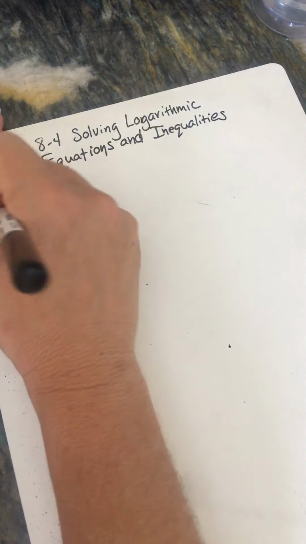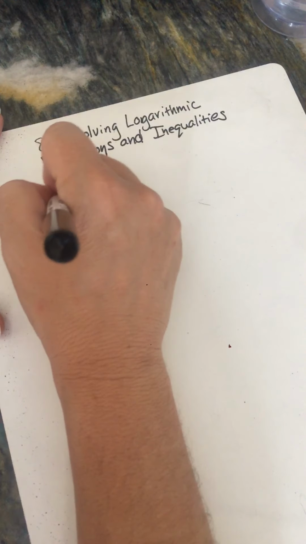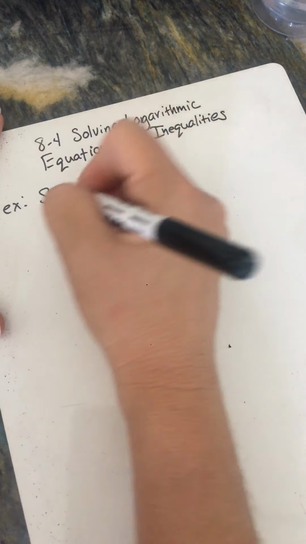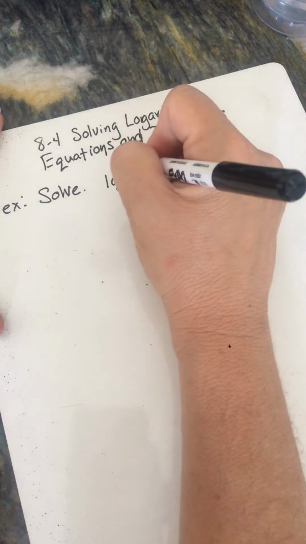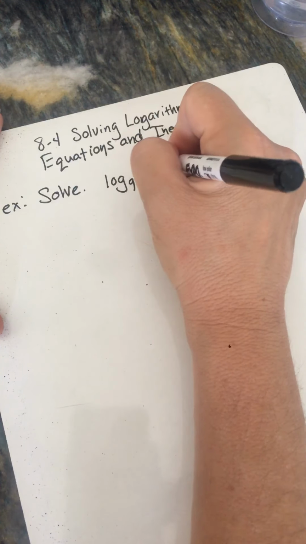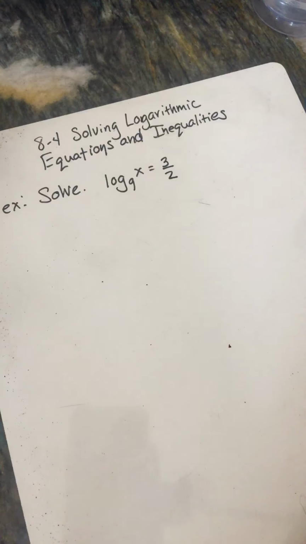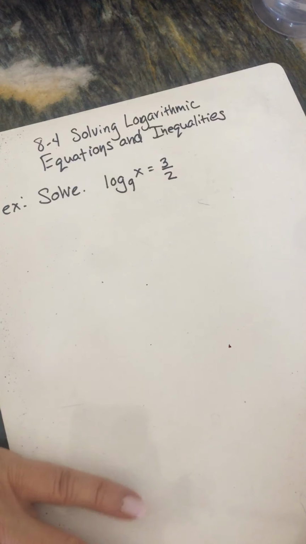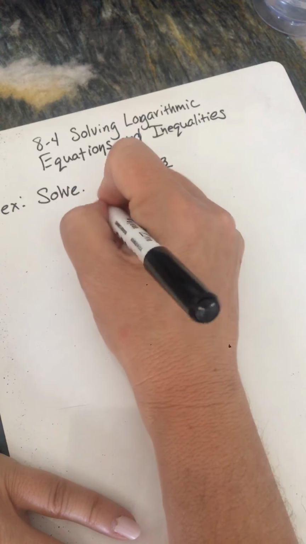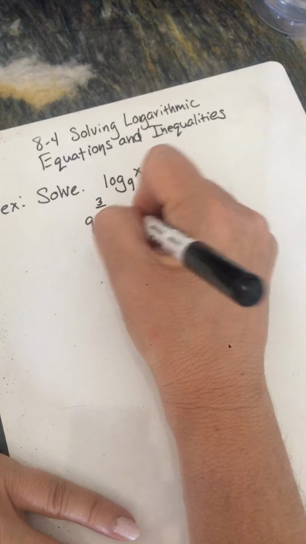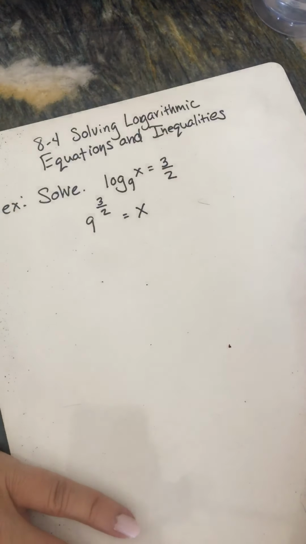All right, so it'll look something like this. It'll say solve, because it's now an equation, and you'll have log base 9 of x equals 3/2. And our job is to solve for x. I'm going to suggest writing this in exponential form. So 9 to the 3/2 power equals x.